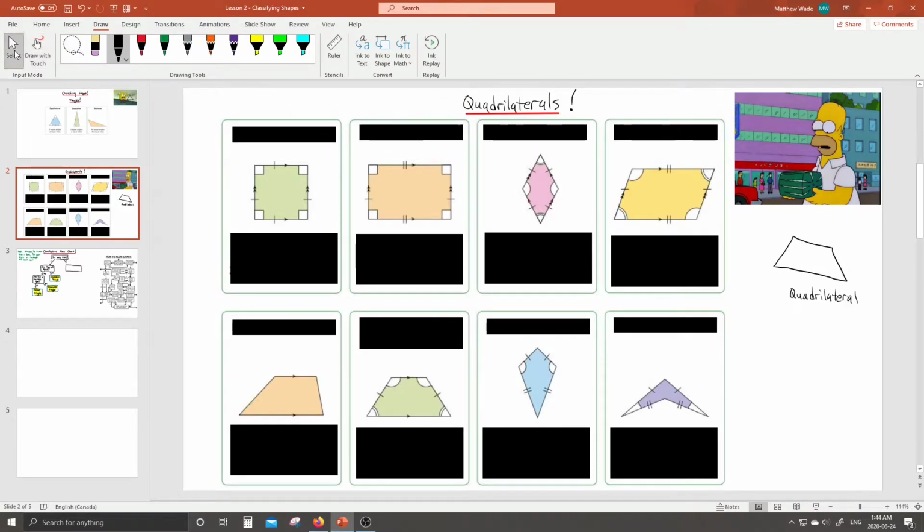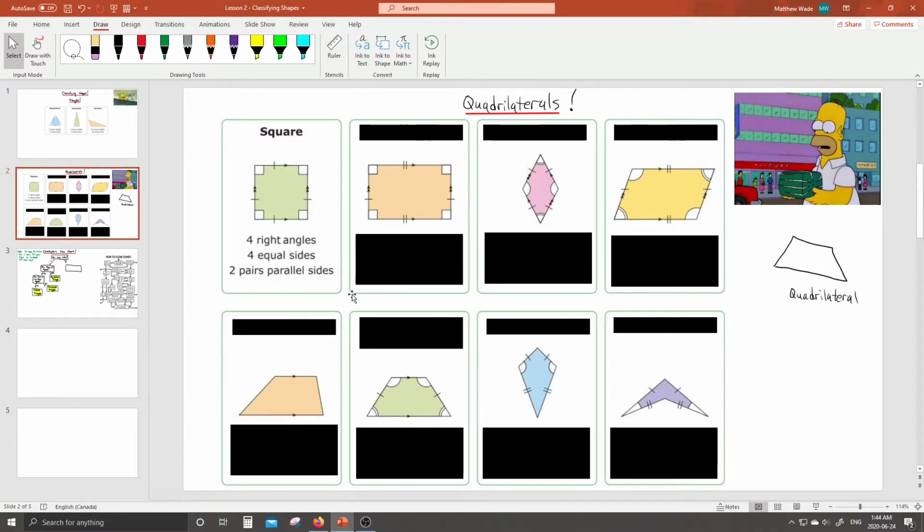Really easy first question here then. This first guy here, all 4 sides are equal, 4 right angles, 2 sets of parallel sides, up, up, and across, and across. You guys know straight away, this is our friend, the square. What gives him away? 4 right angles, 4 equal sides, 2 pairs of parallel sides. Easy peasy. I don't need to talk too much about that.